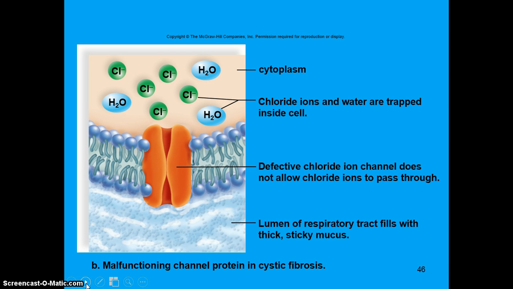This is what happens when the protein channel malfunction happens in cystic fibrosis. The chloride ions are trapped inside the cell, and the chloride ion channel doesn't allow those to go through, and that causes this to be sticky, mucousy, and build up here.